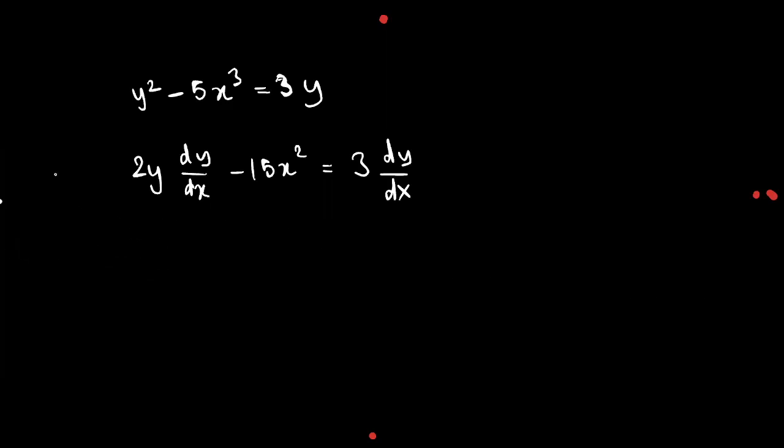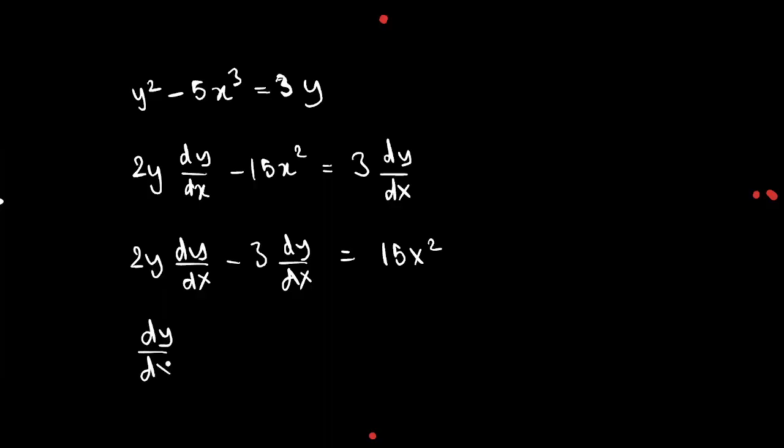But anyway, we take our 2y dy dx and keep it on the side. We bring over the other term that has a dy dx, giving us minus 3 dy dx. And we move this term that doesn't have a dy dx onto the other side, and that gives us 15x squared. Now that we have our terms gathered in this way, we can factor out this dy dx term. So this we can rewrite as dy dx times 2y minus 3, right?